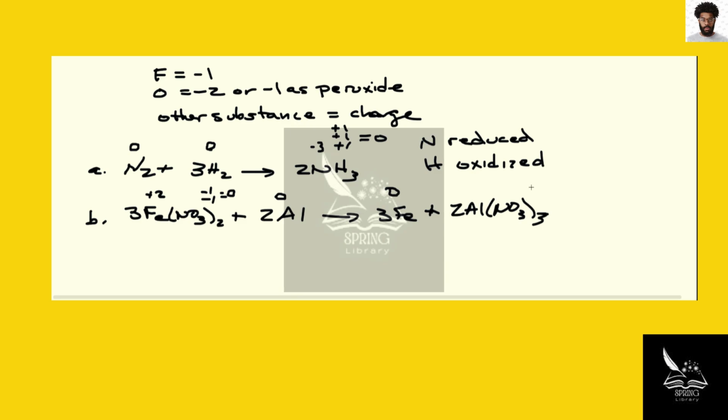Over here, our nitrate is -1 and there's 3 of them. And so we need the aluminum with this -3 to equal 0. So aluminum's got to be +3. 3 minus 3 is 0. So let's look. The aluminum went from 0 to +3. So the aluminum is oxidized. Its number went up. Iron went from +2 to 0. Its number went down. Iron got reduced.